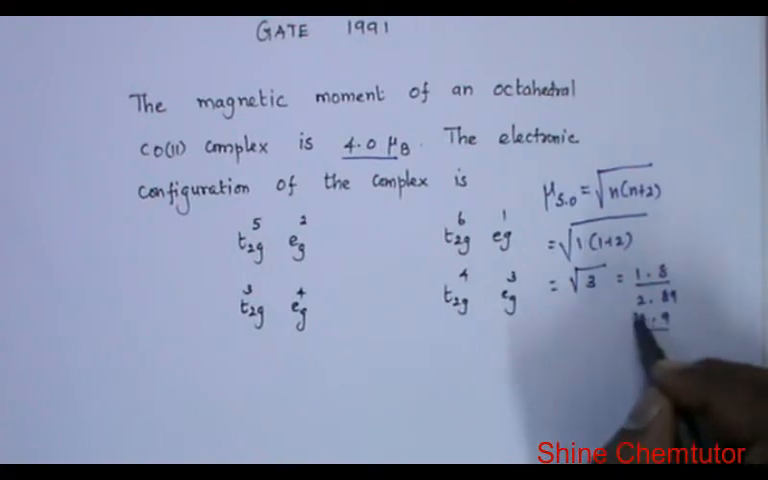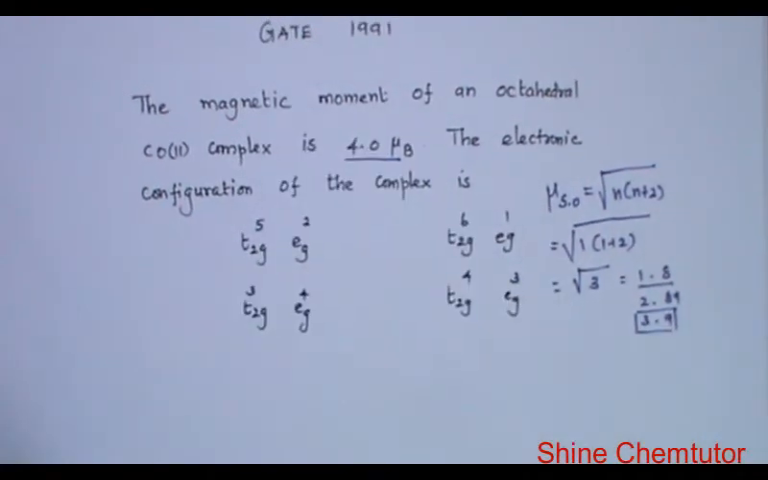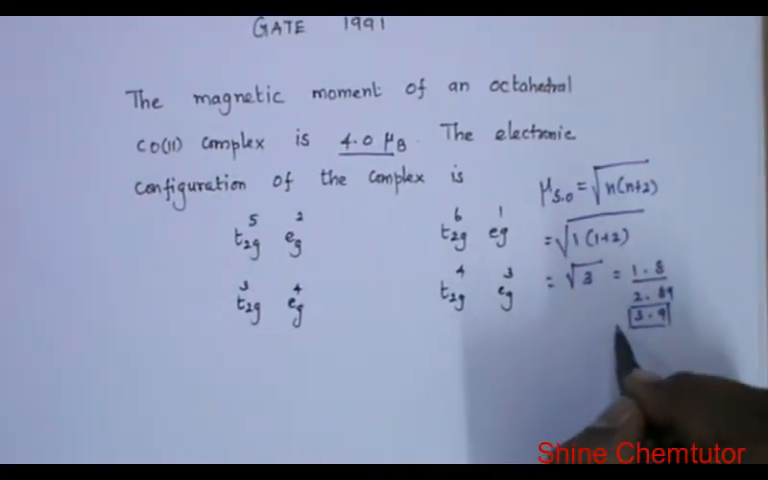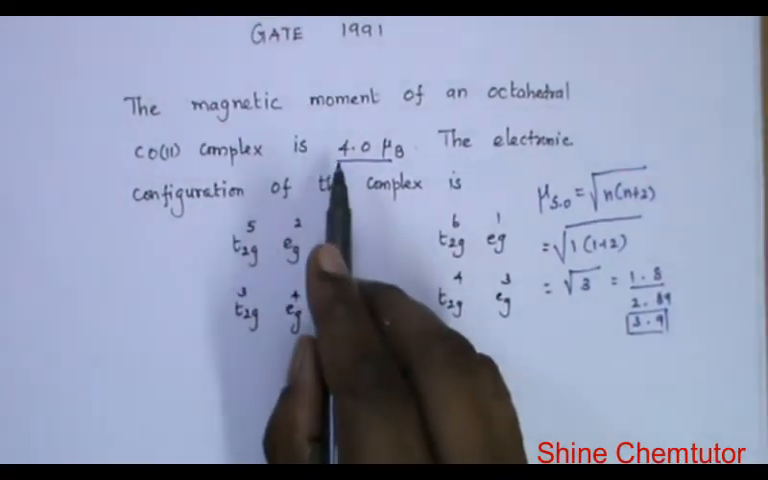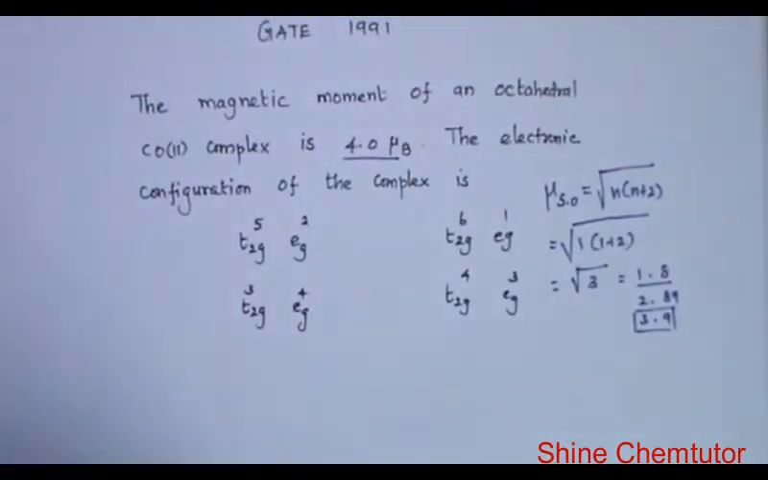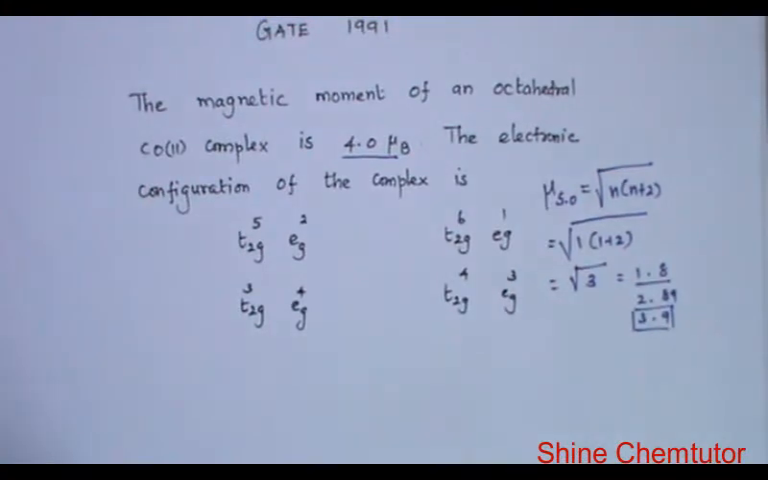So compare this here. For 3 unpaired electrons, I get magnetic moment around 4. I have considered only spin only. There may be spin orbit coupling. Because of that, there may be some additional magnetic moment. So when I say 4, it doesn't mean that there are 4 unpaired electrons. It should be 3. So I have to go for the electronic configuration in which there are 3 unpaired electrons.